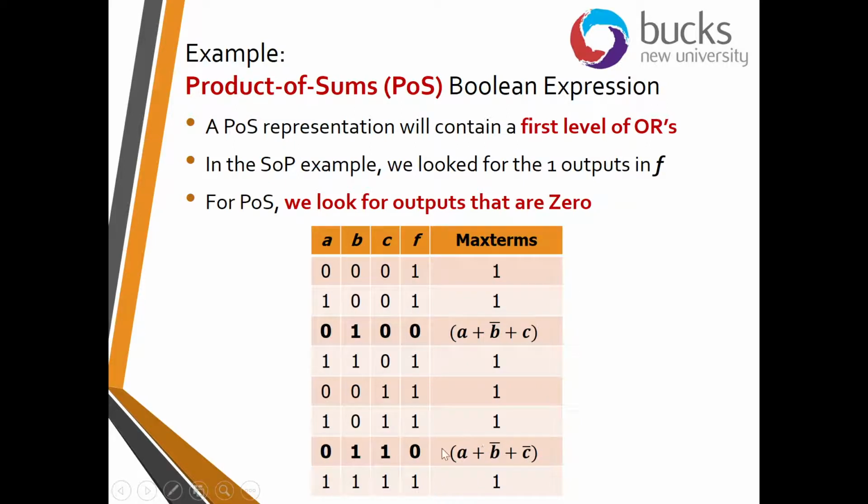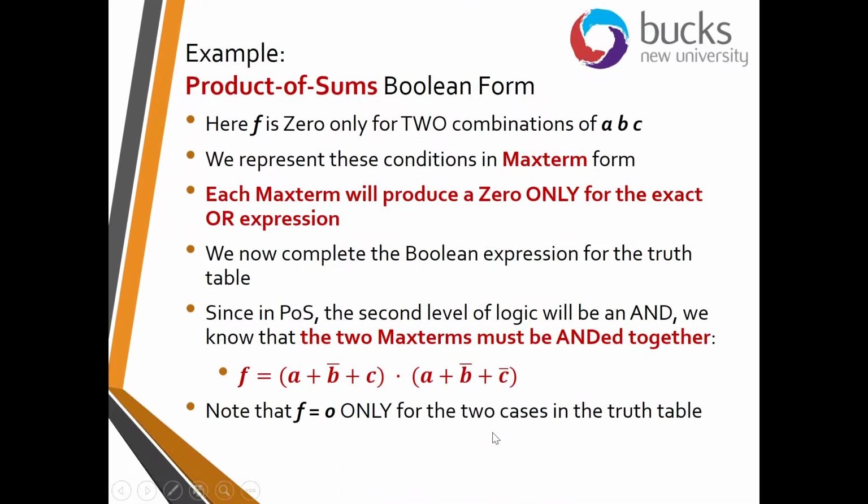And that's the max term for that one. Okay, so two max terms, and we'd bring them together with an AND. So again, products of sums, here F is 0 only for two combinations of A, B, C. We represent these conditions in max term form, and each max term will produce a 0 only for the exact OR expression. So we now complete the Boolean expression for the truth table, and since in product of sums the second level of logic will be an AND, we know that the two max terms must be ANDed together.